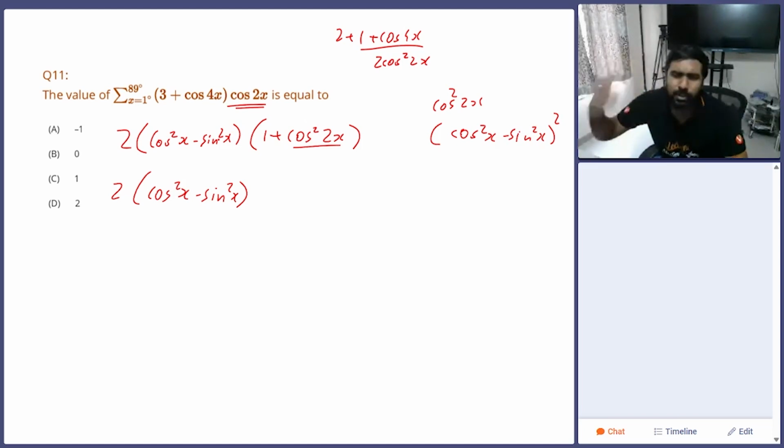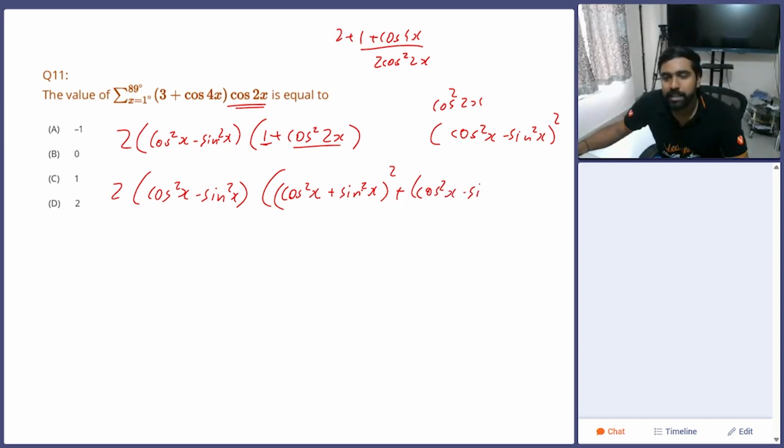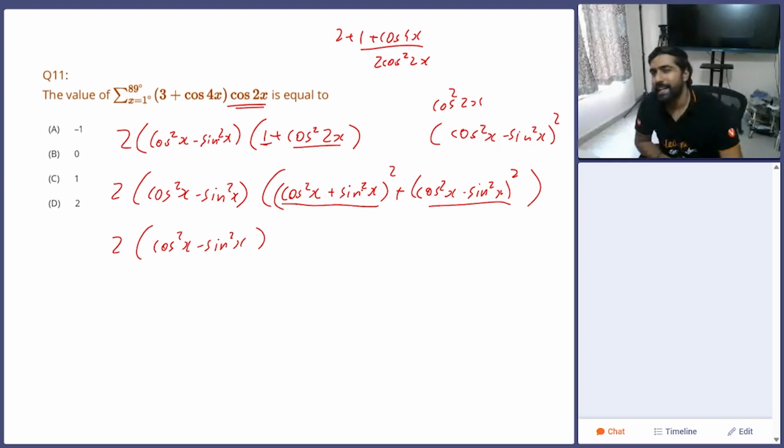I'm trying to basically reduce the power as much as possible. So now I have this cos square x minus sin square x whole square. What I will do is replace this 1 with cos square x plus sin square x whole square, plus cos square x minus sin square x whole square. The reason I'm doing this is because when you open cos square x minus sin square x, you will get a cos x sin x term. I don't want that. I want to eliminate that. So that's why I've opened it in this format. Okay, so what I will get is cos square x minus sin square x multiplied by a plus b whole square plus a minus b whole square.